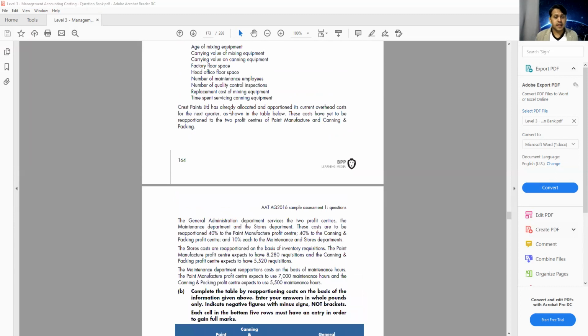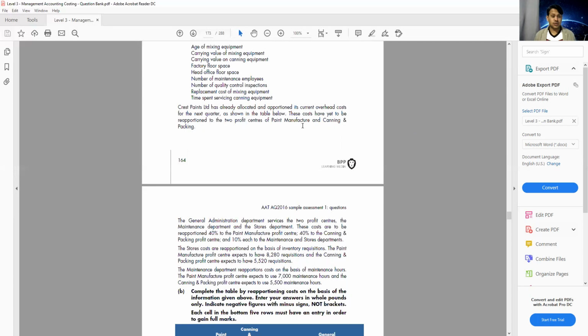Chris Paint Limited has already allocated, so allocation is already done, and apportioned its current overhead cost for the next quarter. So they already did the apportionment. As shown in the table below, this cost has yet to be reapportioned. Oh, okay, that's the only one left for us. We have to reapportion it to the two profit centers, paint manufacturer and canning.